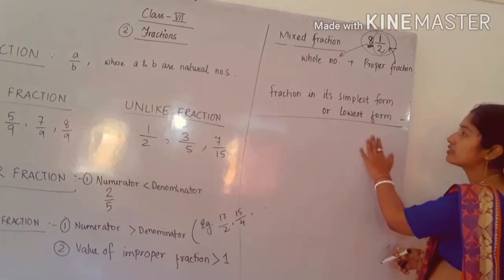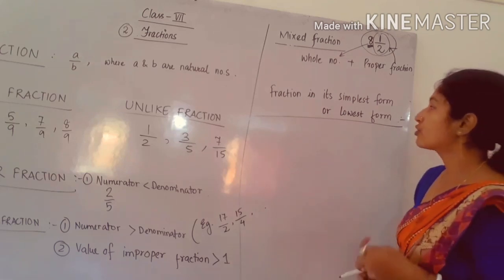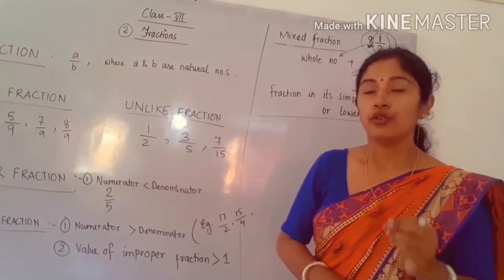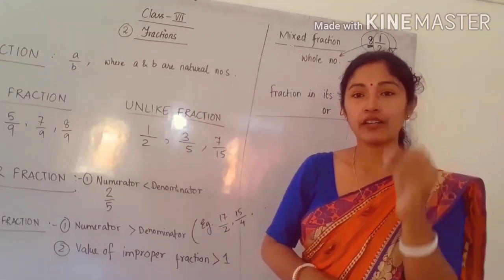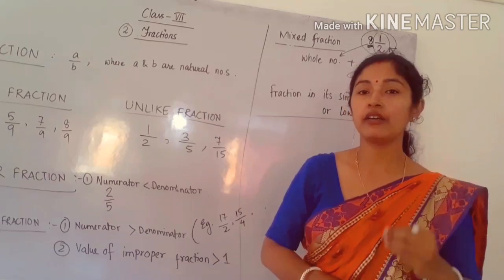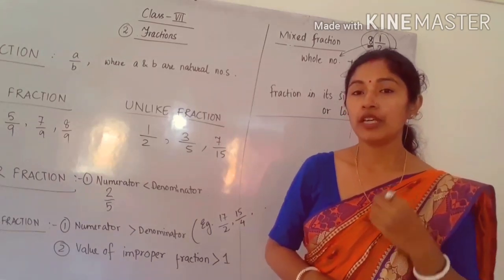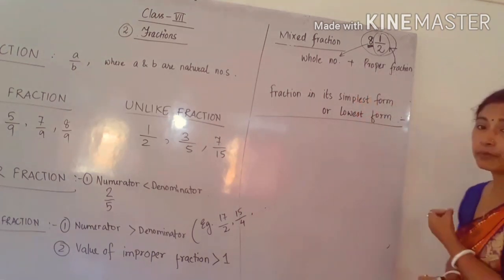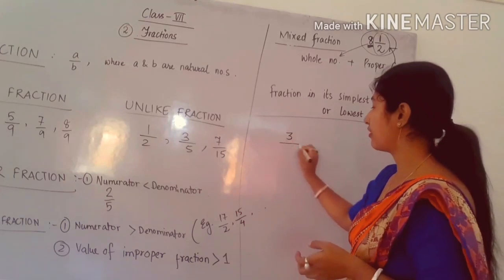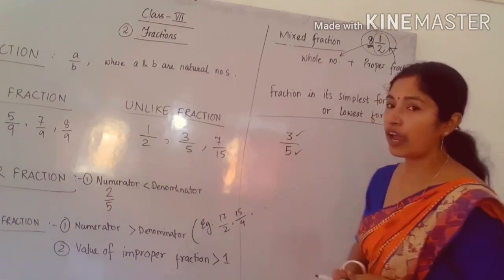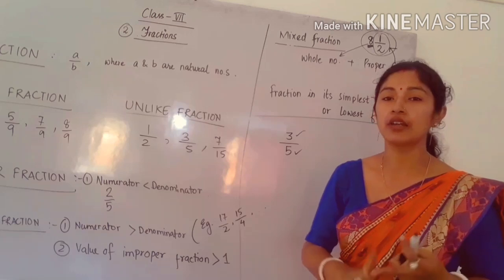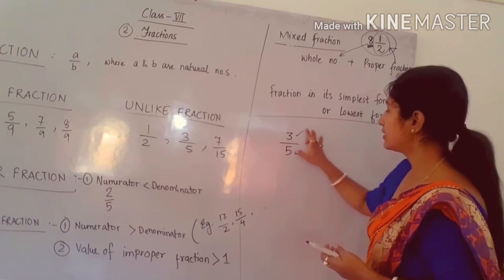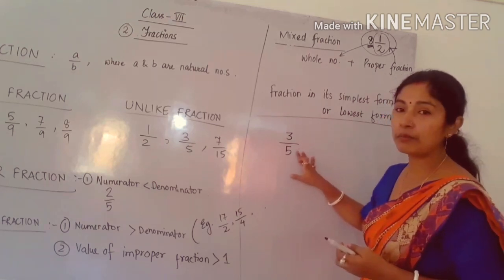Next is fraction in its simplest form or lowest form. When we say that a fraction is in its simplest form, it means the only common factor of numerator and denominator is 1. For example, 3 by 5. 3 and 5 have only one factor in common, that is 1. Other than 1, they have no factor in common. So this fraction is in its simplest form.